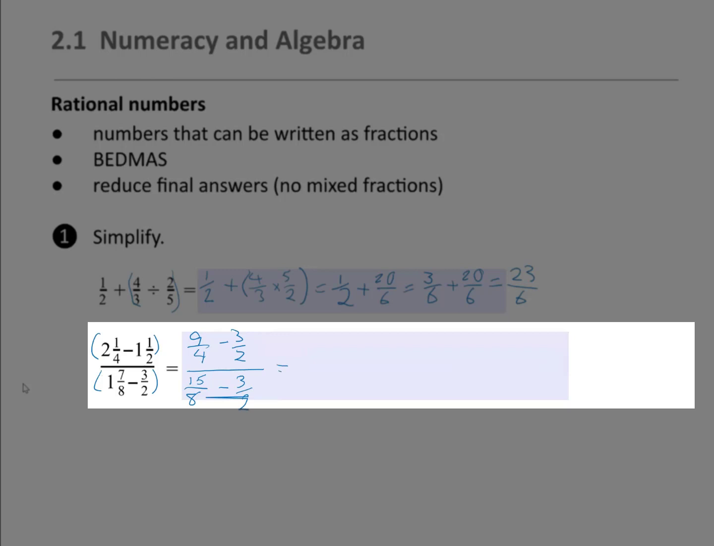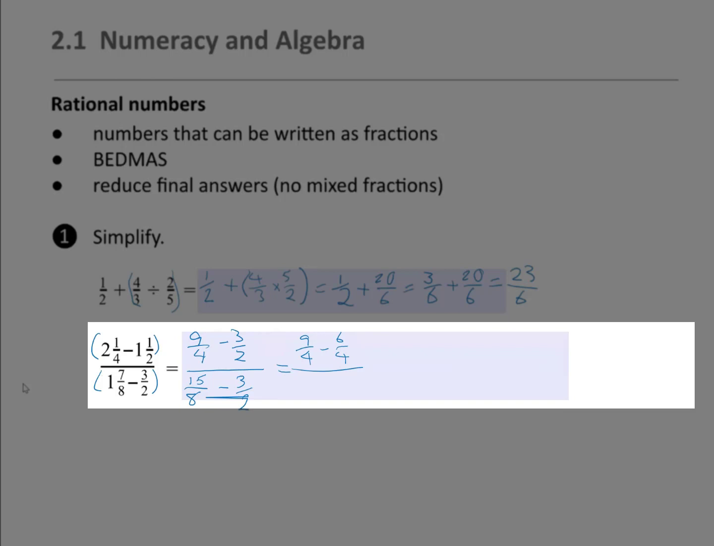Okay, now we can just solve for the top part. If we're solving for the top part, we have 9 over 4, subtract 3 over 2. Well, a common denominator would be 4. So we'll leave the first term, multiply the top and the bottom of the second term by 2. So we should get 6 over 4. Then we can do our subtraction there in our next step.